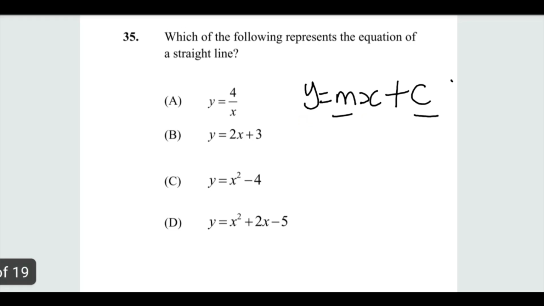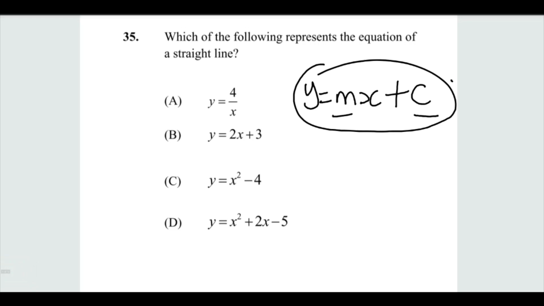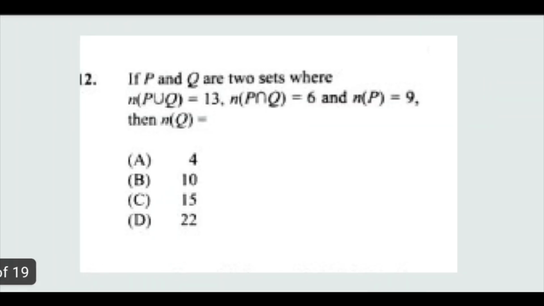All right, so let's see which one of these here looks like this. So they say one here is out, and y equal to x plus 3. That looks like this general form, so that answer there is B. All right, so let's move on. So we have number 2.